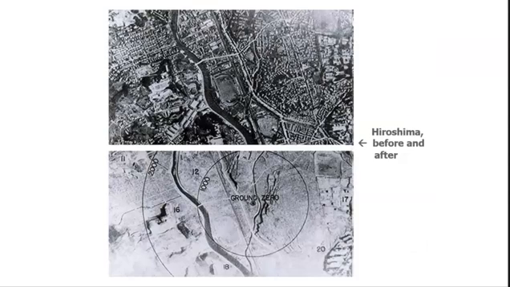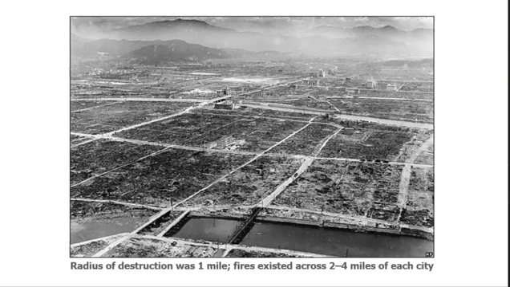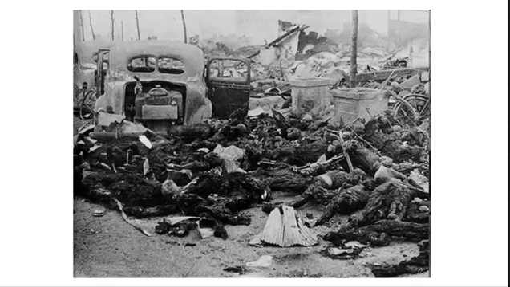All right, this is Hiroshima. You see the top picture? That's what the city looked like before. And then at the bottom, this is what it looks like after. The city is a moonscape. It has destroyed everything. Now, the next two slides are going to be a little graphic, all right? But it's important for us to understand the absolute devastation of what it does.